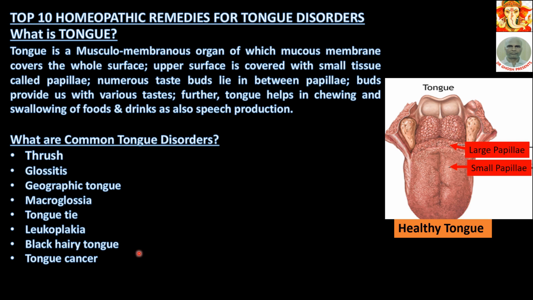On the right hand side, a healthy tongue picture has been demonstrated with papillae. The buds are not visible, these are very fine structures. What are common tongue disorders? Thrush, glossitis, geographic tongue, macroglossia, tongue tie, leukoplakia, black hairy tongue, tongue cancer.